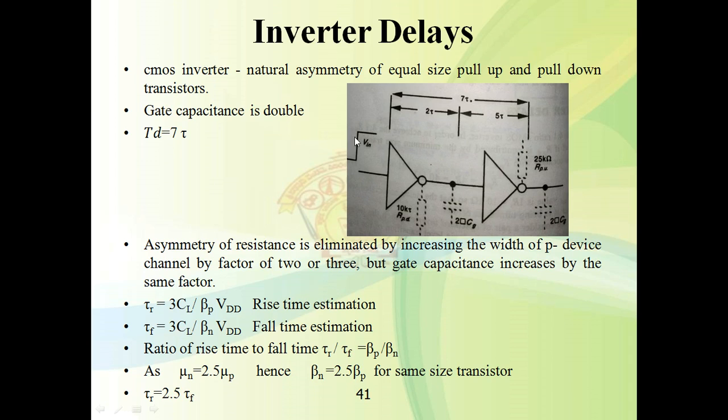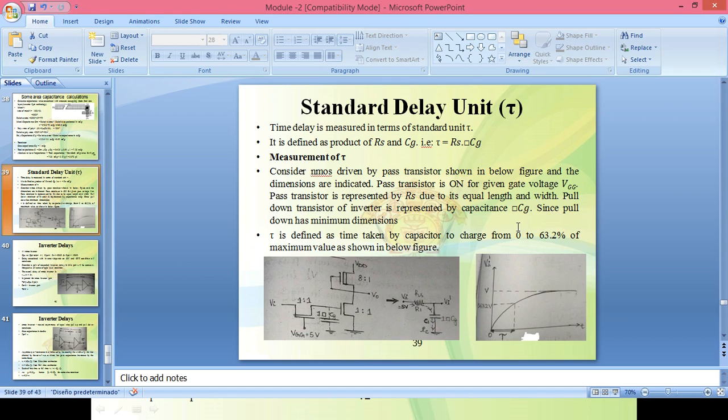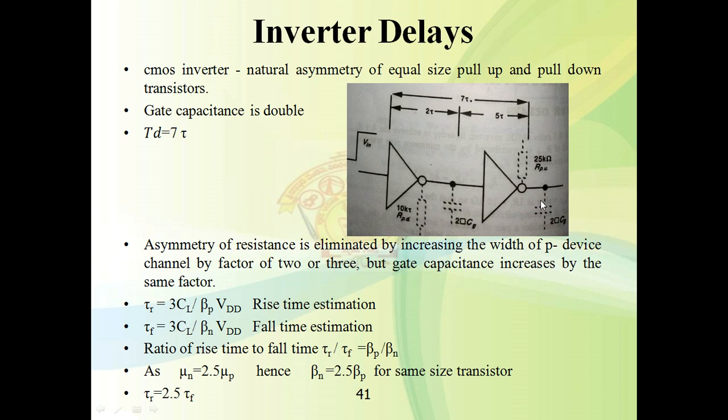If reversed, that is if it is a low going pulse, the pull down transistor is off but the pull up transistor will be on. Now here 25 kilo ohm is charging this capacitance, so it will have a delay equal to 5 tau. And here the pull down transistor will be on, and the time required to charge this capacitance is equal to 2 tau, that is through 10 kilo ohm.